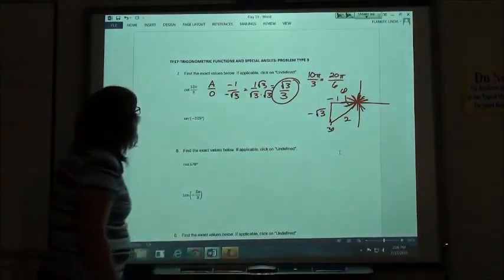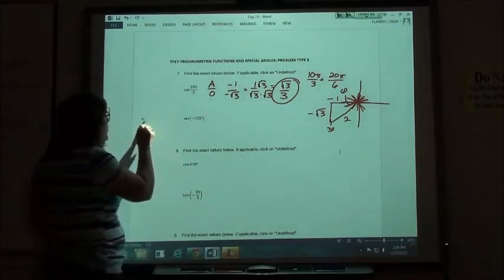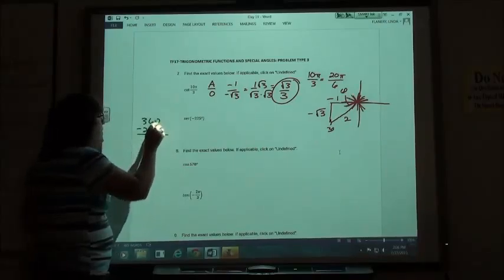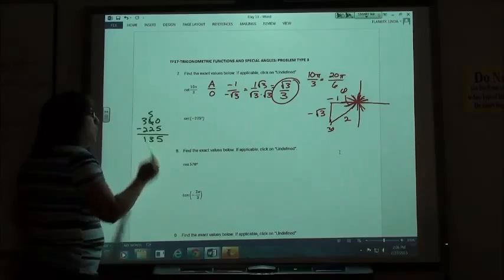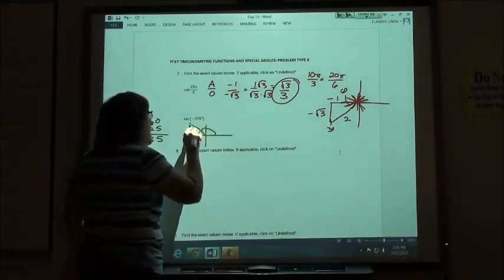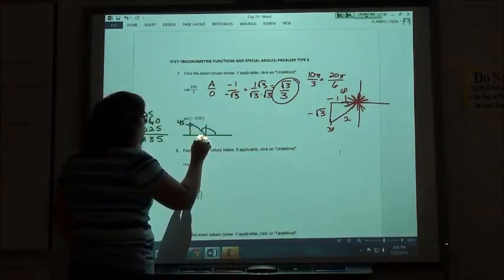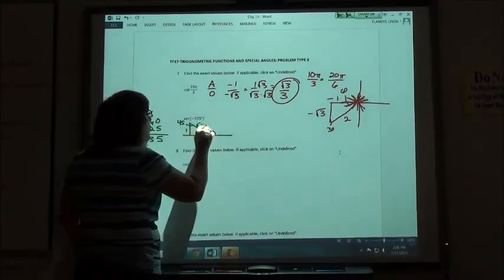On my secant, again, this is a -1, so I'm going backwards around. So if I take 360 and subtract 225, I get 135. So 135 would be over here. That's leaving me a 45-degree angle. So I would have 1, 1, and the square root of 2.